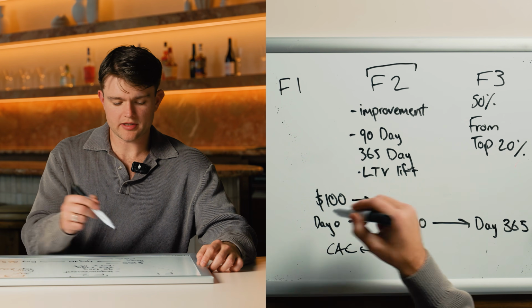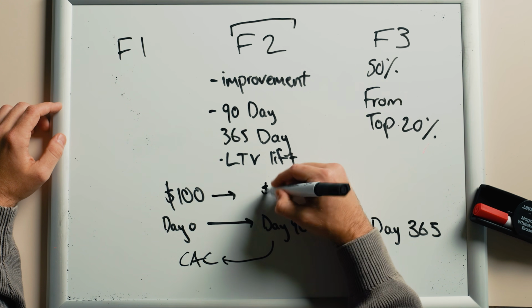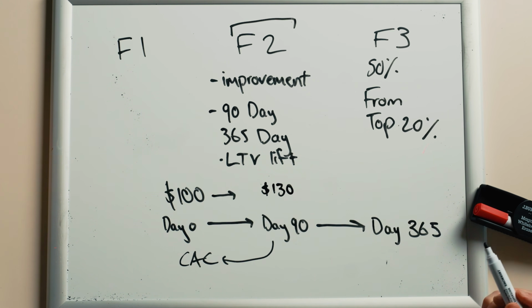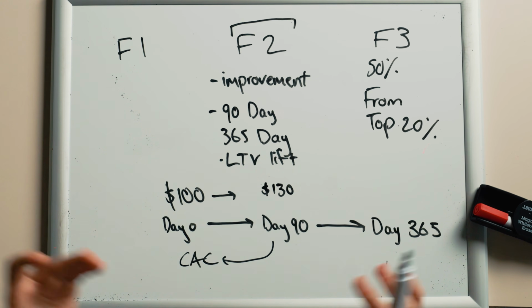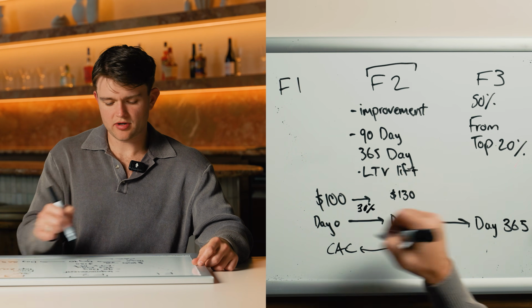So for example, say you're acquiring a customer at $100 on day 0. By day 90, we roughly want this customer to be worth about $130. We want a 30% lift. This will be more achievable in industries like CPG, but even the best fashion, activewear, furniture brands that we see, the ones that scale to 9 figures and beyond, they're still getting 30% lift in this time period, day 0 to 90.